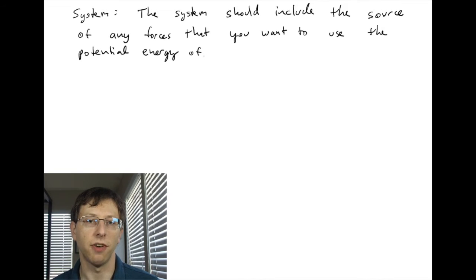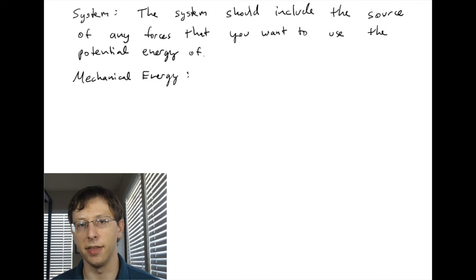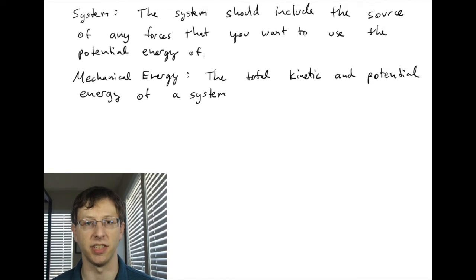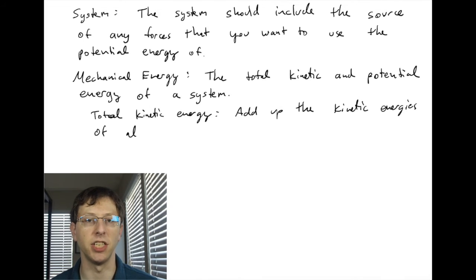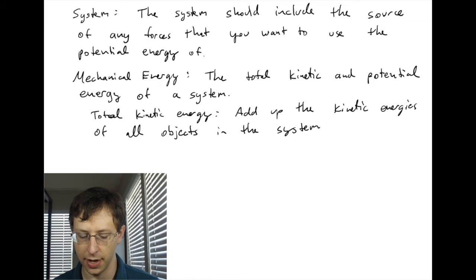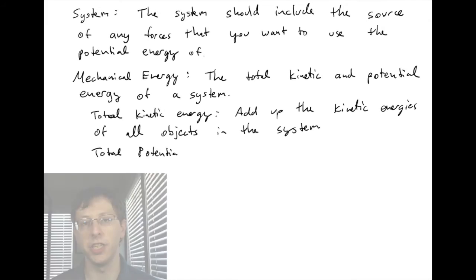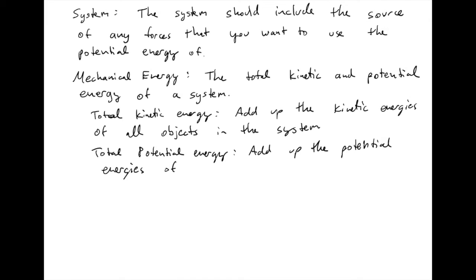I also want to define mechanical energy, and the mechanical energy is simply the total kinetic and potential energy of a system. So to calculate the total kinetic energy, you just add up the kinetic energy of each individual object. And for the total potential energy, you just add up the sources of potential energy from conservative forces in the system.